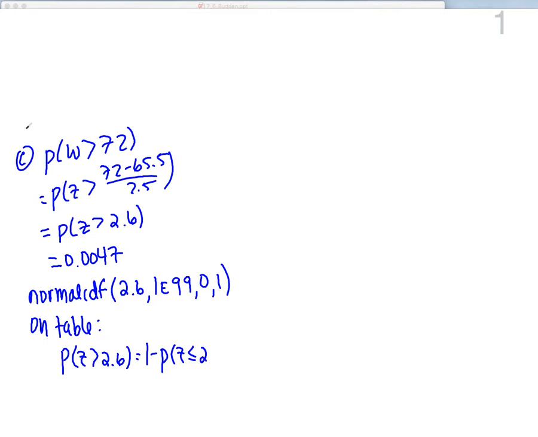Okay, here's what I got. When I converted to a z-score, I got 2.6. And then a probability of about 0.0047. You do normal CDF. The lower bound is 2.6. We're going to positive infinity, 0, 1, which gave me that. On the table, to get greater than 2.6, you do 1 minus less than 2.6. How did we do? Fine? Okay, great.